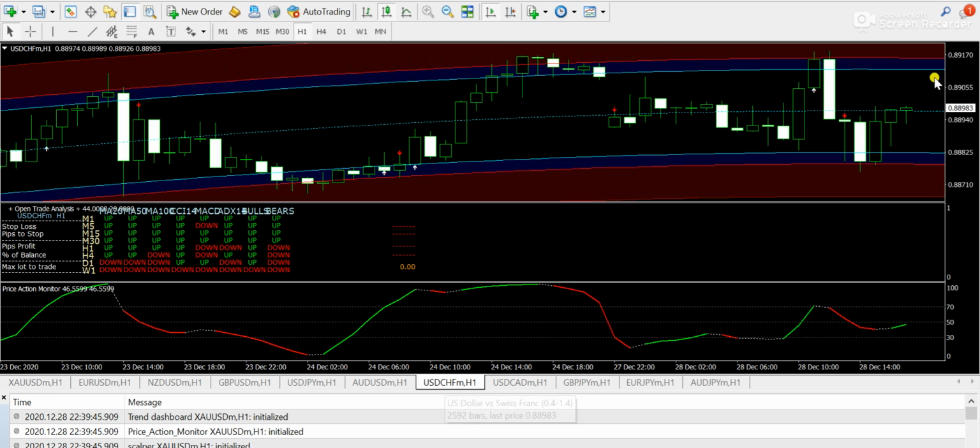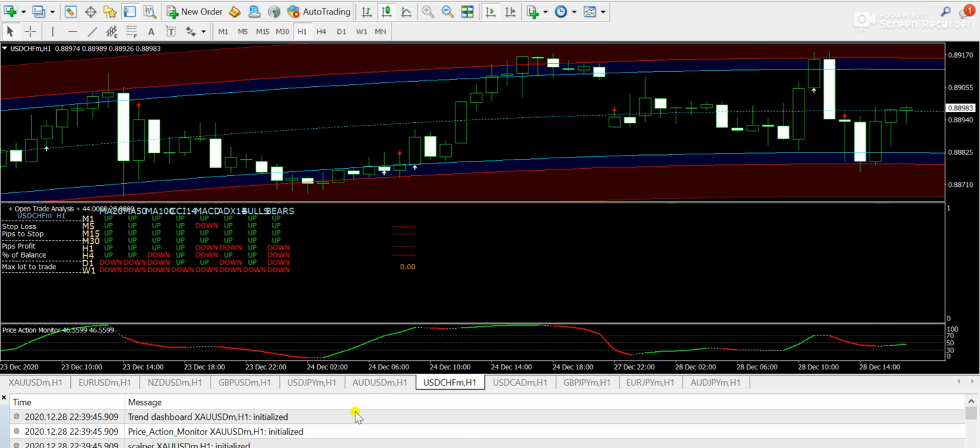Okay, so USDCHF. Look, the current candle is pumping above the middle dotted line, so it means a buy chance. If you consult up to 1 hour, you can see we have a few downs and the rest of the things are up as per the Forex trend dashboard. It means that it's a very good pair to take a buy position. It's in the buy trend.